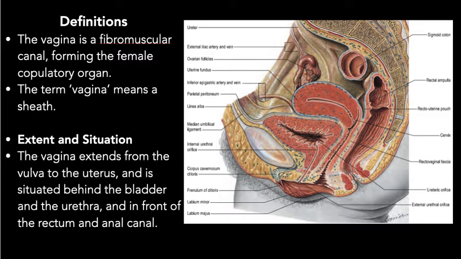Now, coming to the vagina, this is a fibromuscular canal forming the female copulatory organ, and this term vagina means a sheath. The vagina extends from the vulva to the uterus, and it is situated behind the bladder, as you can see, and the urethra, and in front of the rectum and the anal canal.